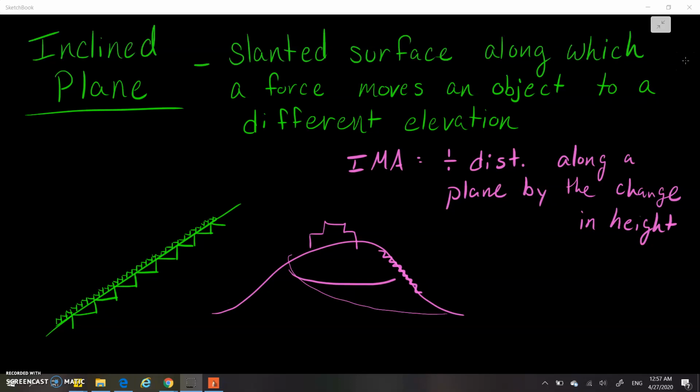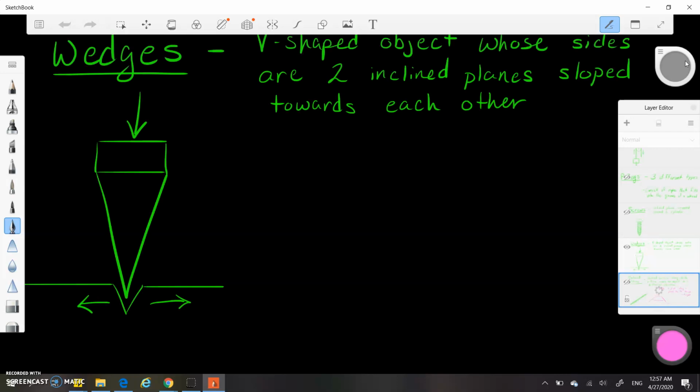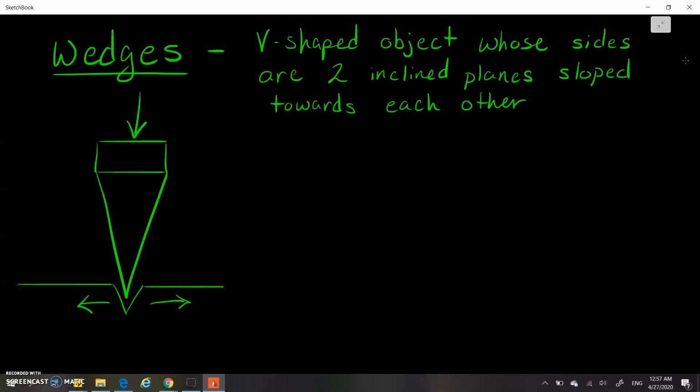Alrighty, last time we finished up with the inclined plane, and so we are going to continue on. The next simple machine that we are going to talk about is wedges. Wedges, generally speaking, are V-shaped objects whose sides are two inclined planes that are sloped towards each other. A pretty common example of this is an axe.